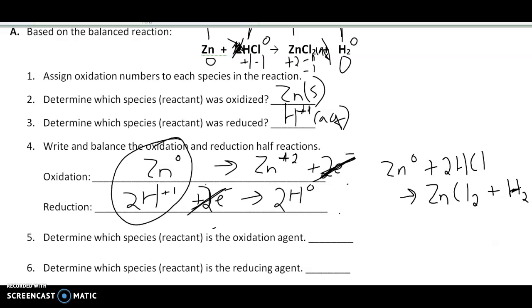Okay, last 2 questions. Determine which species reactant is the oxidizing agent. So, again, the agent term is the confusing thing. The oxidizing agent is always the thing that's being reduced. So that is our H plus 1. And the reducing agent is the thing that's being oxidized. So that is our zinc.